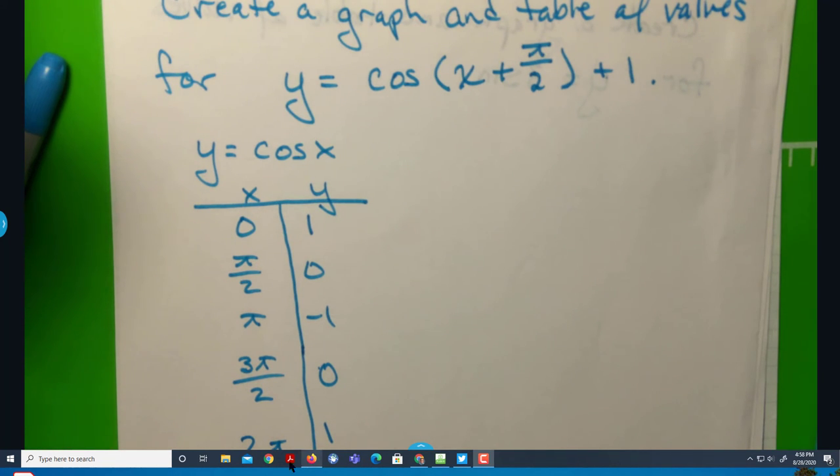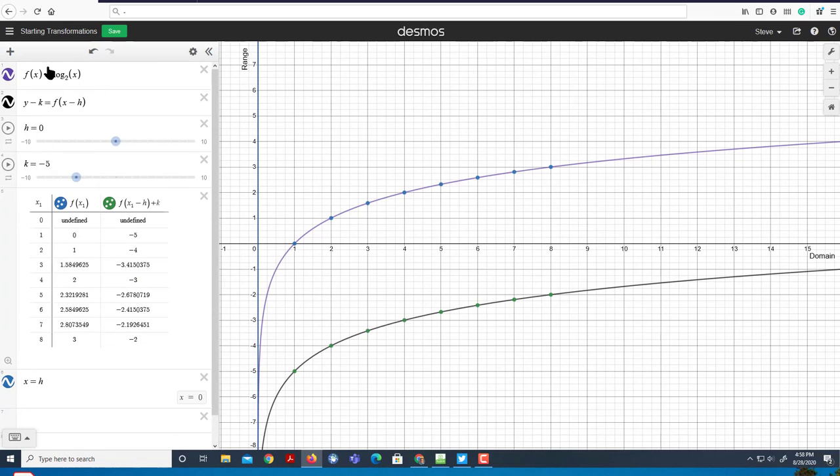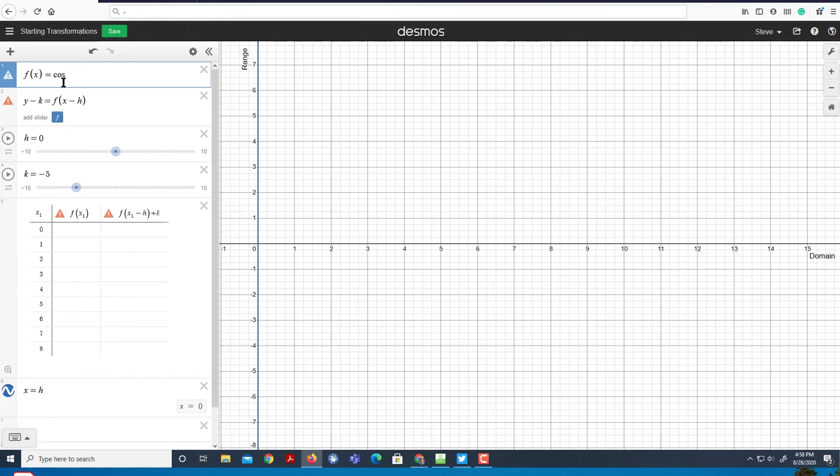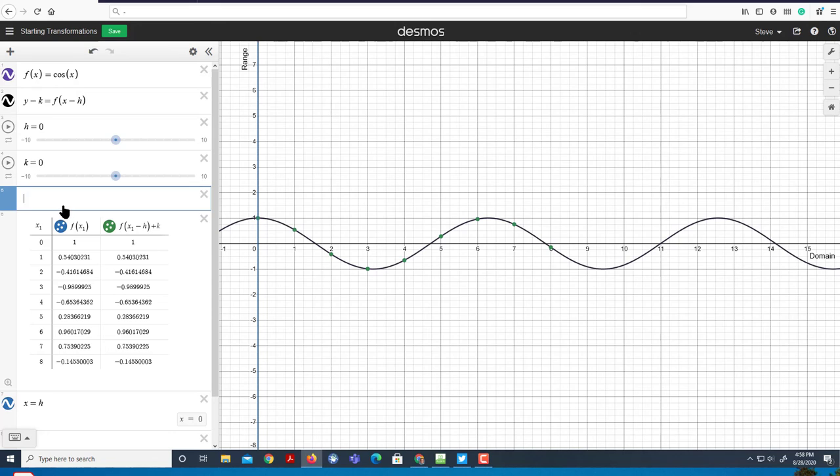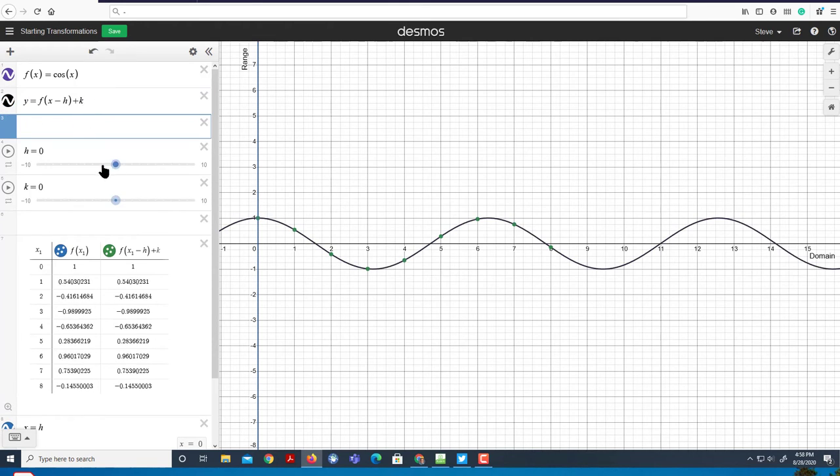Let's go back. Oh, Mr. Isaac, it's the wrong function. Oh, okay. Cosine. How's that? Don't you just love technology? Okay. Oh, Mr. Isaac, the graph doesn't look right. There you go.